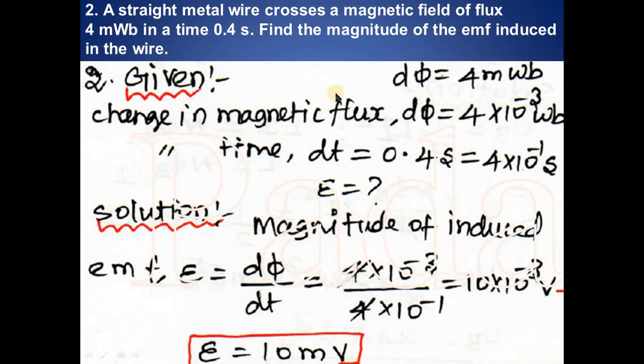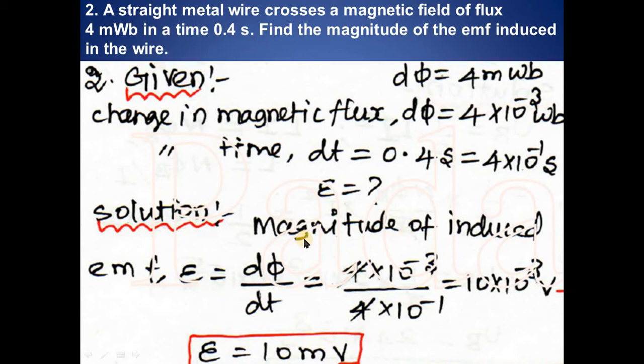So the given data is magnetic flux, that means d phi is equal to 4 milliweber. 4 milli means 4 into 10 power minus 3 Weber. Change in magnetic flux is represented by d phi, so d phi is equal to 4 into 10 power minus 3 Weber. Time is mentioned: time is equal to 0.4 second. Here dt is equal to 0.4 second, which can be written as 4 into 10 power minus 1 second. What is the magnitude of the EMF?